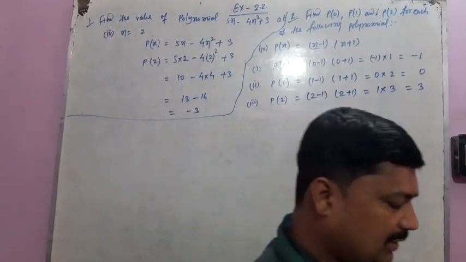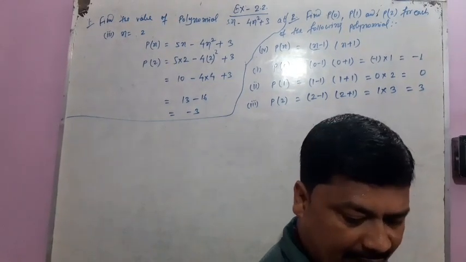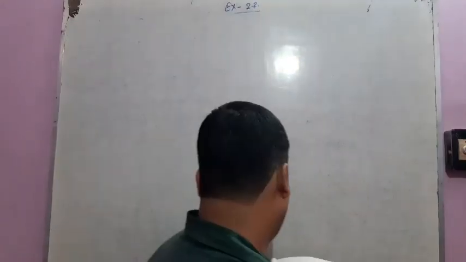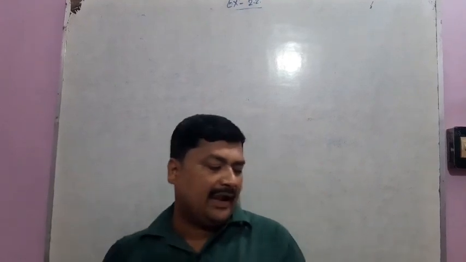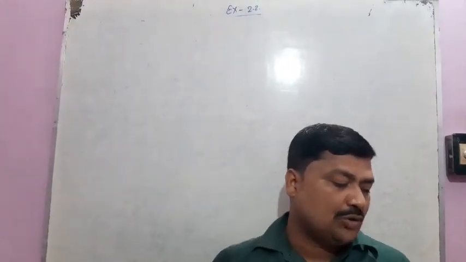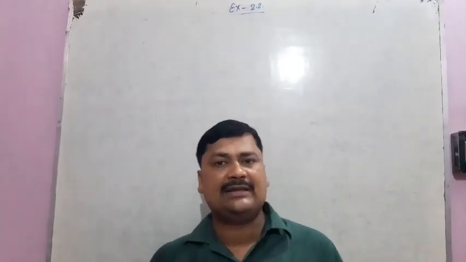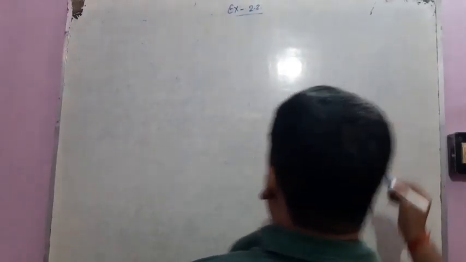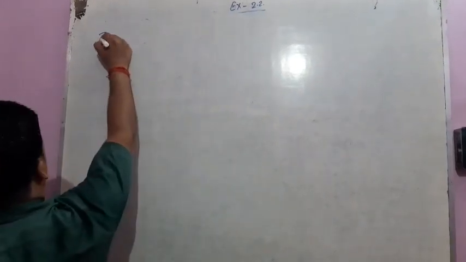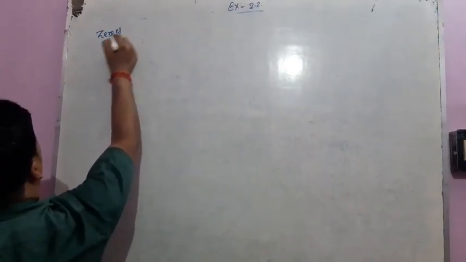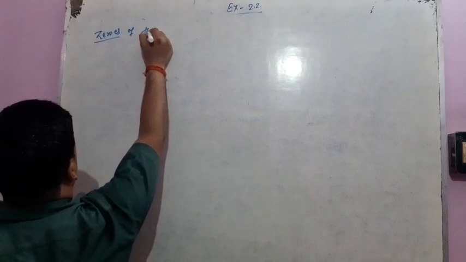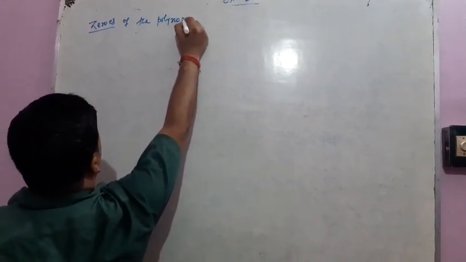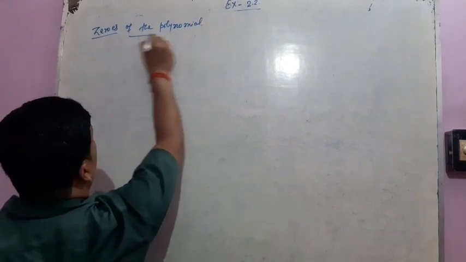Now moving on to question number 3. In question number 3 it is given: verify whether the following are zeros of the polynomial indicated against them or not. Okay. Now what is the zero of a polynomial? First we have to clear that in our mind. What are the zeros of the polynomial?